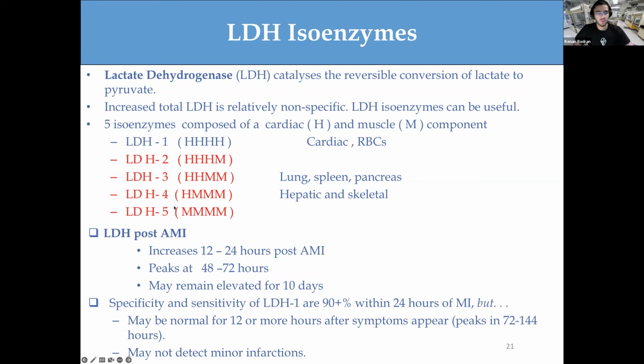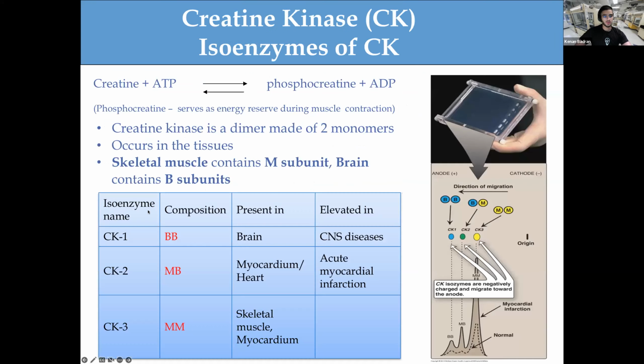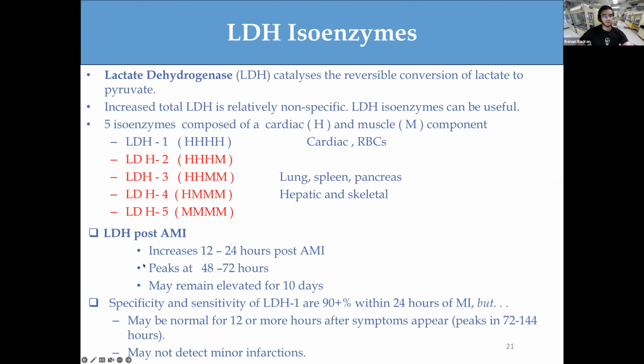The way I remember it is to always count from M. Let's assume you do 5 minus 1, that's 4 M, and 1 minus 1 is 0 M. So LDH1 is 0 M, so it's all 4 H. LDH2, 2 minus 1 is 1, so you have 3 H and 1 M. Then you'll see that LDH1 is in the heart and RBCs, LDH3 in lung, spleen, pancreas, LDH4 hepatic and skeletal, like mentioned earlier, and LDH5 for other things as well.